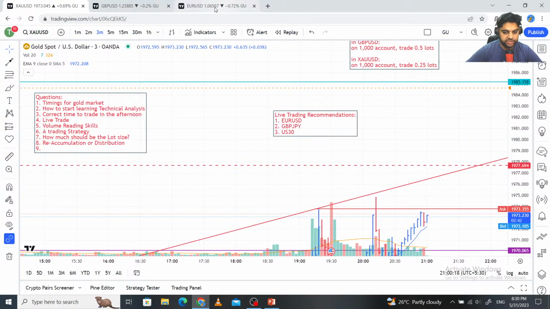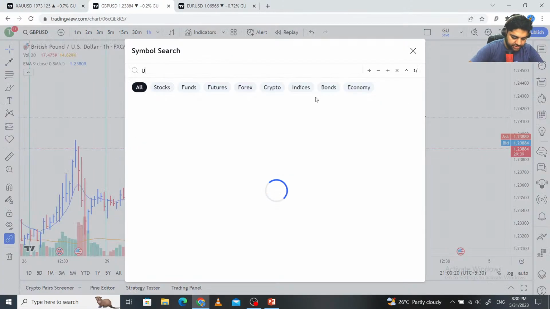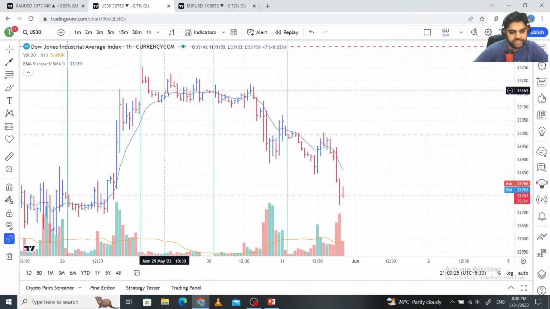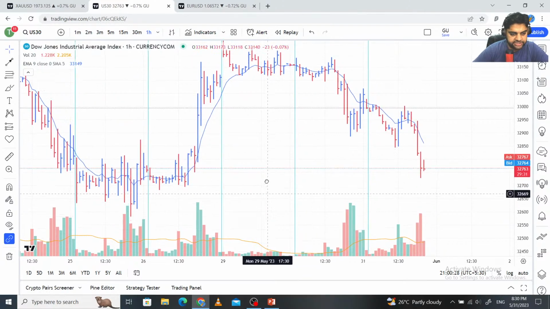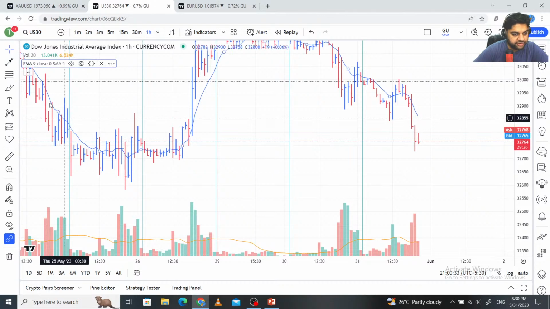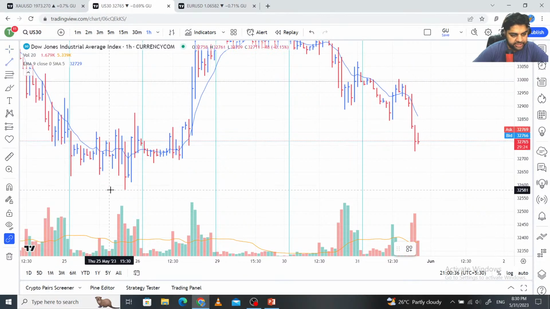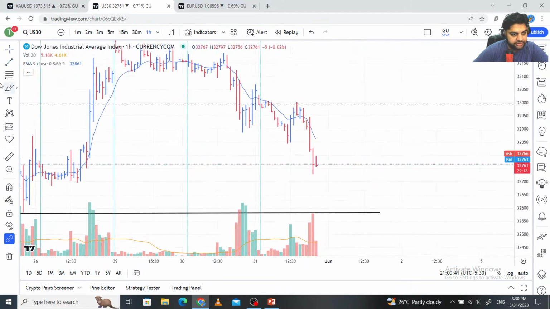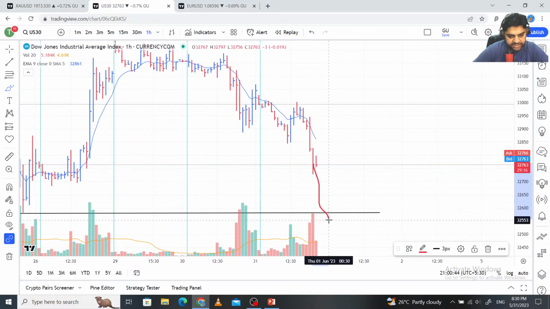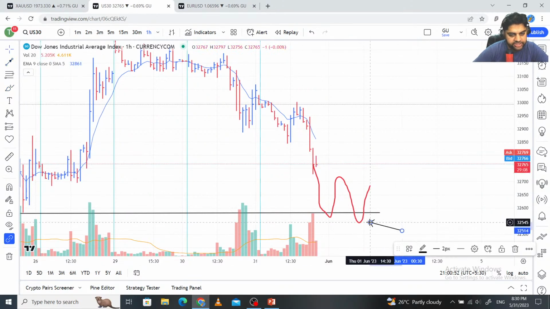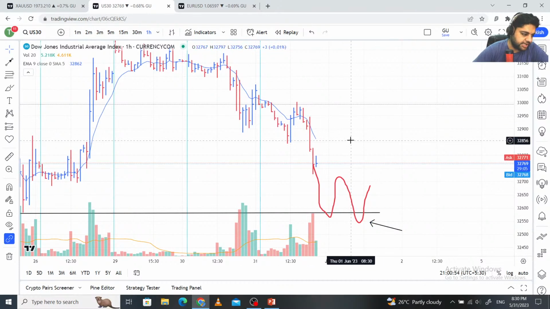What else do we have? We have US 30. I will go to US 30 and give you the recommendation. The market seems to be in a heavy downtrend, and there's no support level right now. So I will wait for the market to come to this level. If the market comes to this level, then I will wait for the market to give me a spring situation just like this, and then it goes up. Only then I will make a buy trade over here. Right now there is nothing to do, so don't do anything right now.